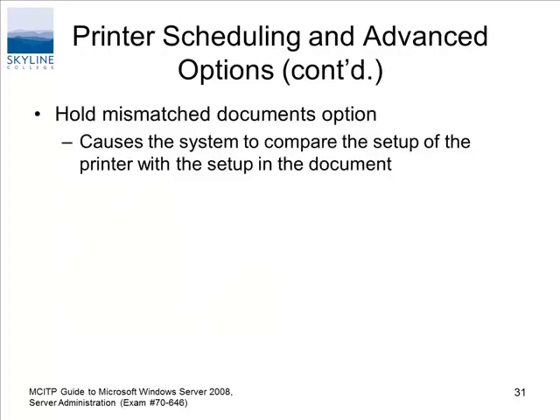Whole mismatched jobs causes the system to compare the setup of the printer with the setup of the document. What it looks for is a bad driver. Is there a driver mismatch? And you may have experienced this. I have. When you get a couple hundred sheets of paper running through your printer and you get one character a page, you may or may not have ever seen that. That's a pretty good indication of a mismatched driver.